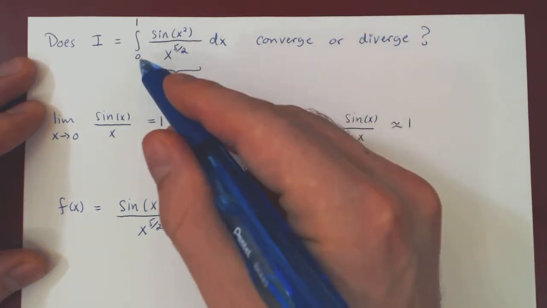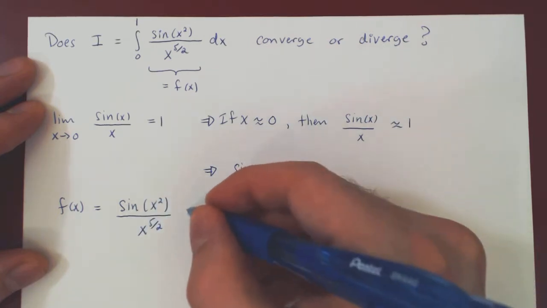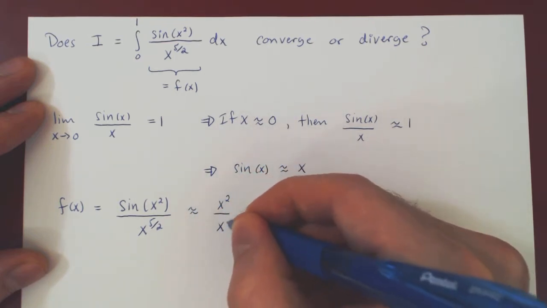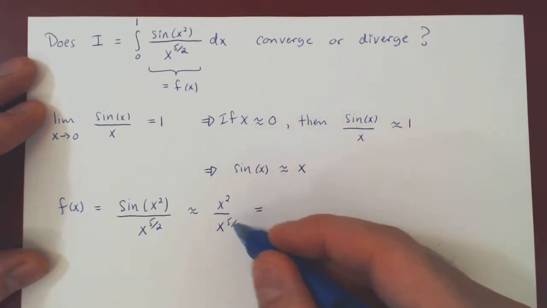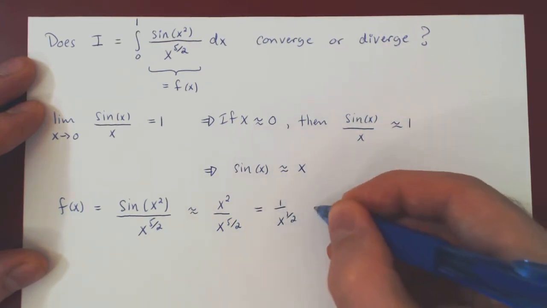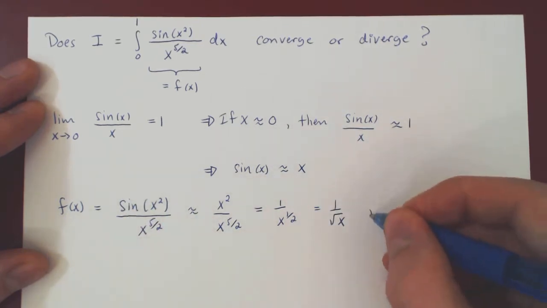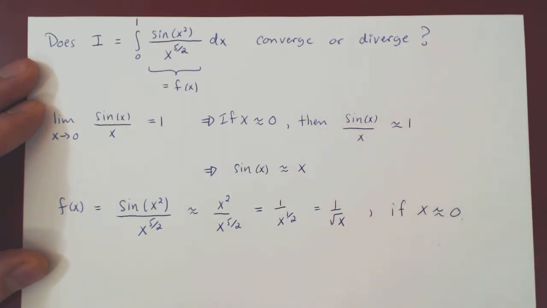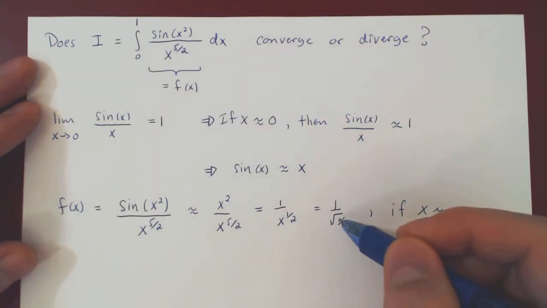Well, when x is very close to 0, x squared is very close to 0, and so sine of x squared is roughly its argument, x squared. And now we can simplify. 5 halves minus 2 is 1 half. And if you prefer, that's just 1 over root of x. So we're saying, and again, this is only when x is close to 0, but close to our point of discontinuity, the function behaves roughly like 1 over root of x.